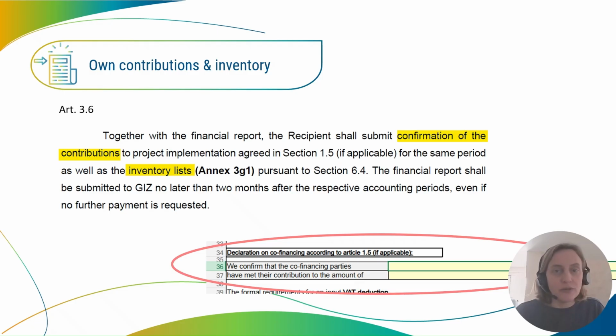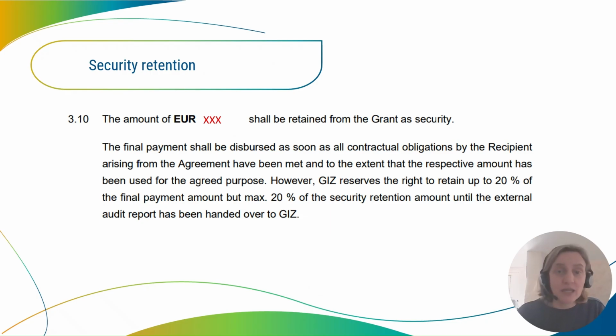Let's continue with security retention. Let me briefly explain how the payment and security retention work under this contract. From the total grant, an amount of 10% will be retained as security, and that happens towards the end of the project. So in practice, GIZ will first deduct the agreed security retention from the total payments. This means that you will initially need to cover these costs yourself, and once all the obligations have been fulfilled, the retained amount will be released in line with the confirmed actual costs.